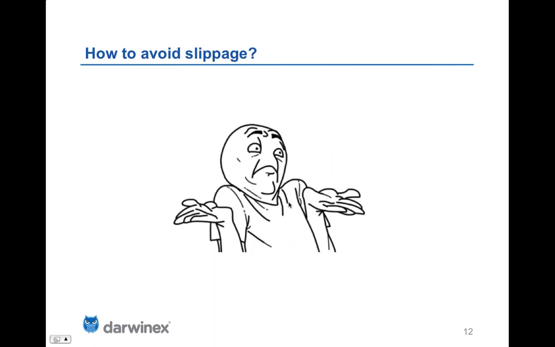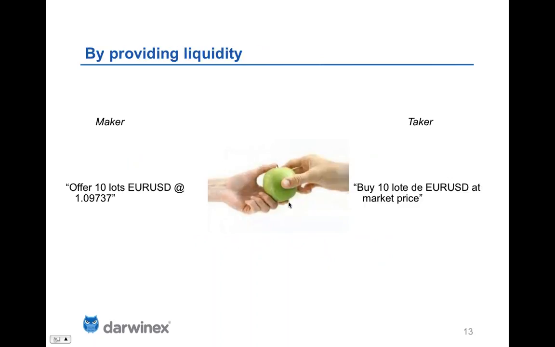So you're probably asking yourself, how can I avoid slippage? Well, there is a way, and that is by making or providing liquidity. The way liquidity providers operate is by pricing limit orders, which include two parameters. One defines the volume, so 10 lots, and the other the price.